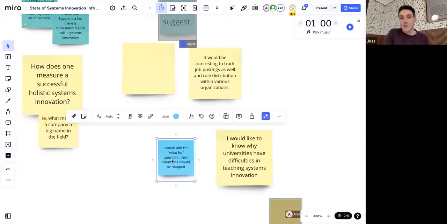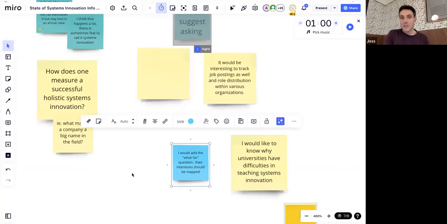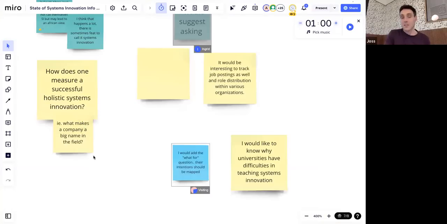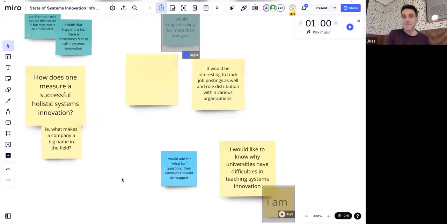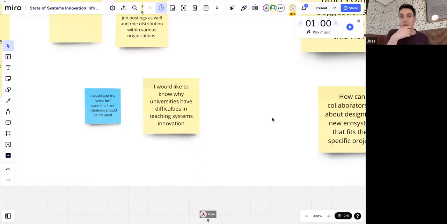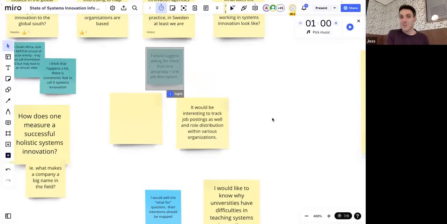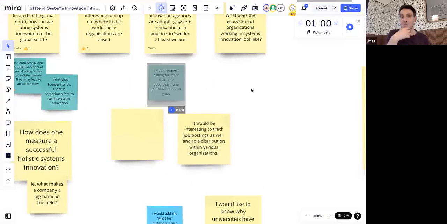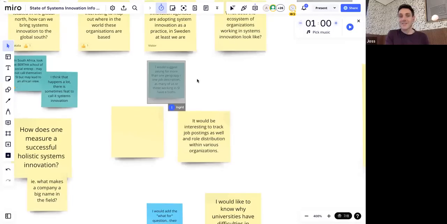I would add the what for question. Their intentions should be mapped. How does one measure a successful holistic systems innovation? What makes a company a big name in the field? I would like to know why universities have difficulties in teaching systems innovation or systems thinking too. I would suggest asking for more than one geography, one job description, as many of us have more than one. Okay, we'll come back to that one.